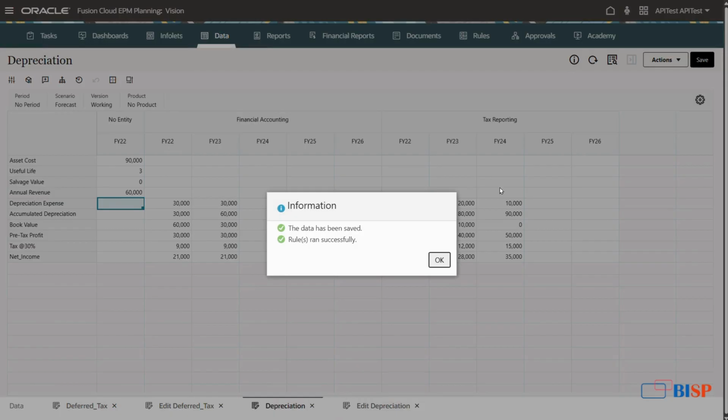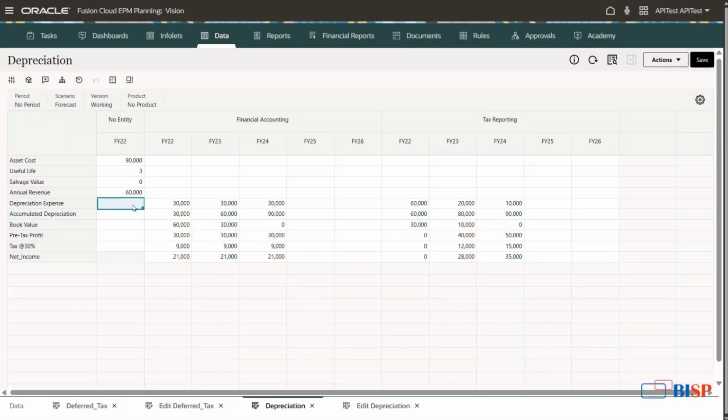So now you can see that the business rule ran successfully. On the financial accounting side, notice that the straight line depreciation is 30,000 every year. The accumulated depreciation increases from 30,000 to 60,000 and finally 90,000. The book value decreases from 60,000 to 30,000 and reaches zero. The pre-tax profit remains 30,000 every year, resulting in a tax expense of 9,000 annually.